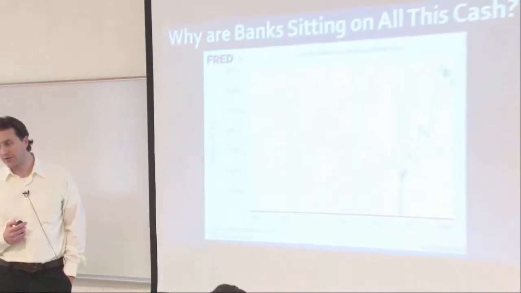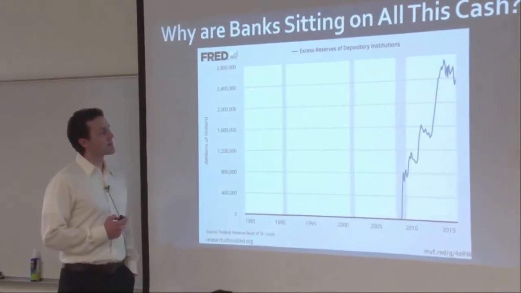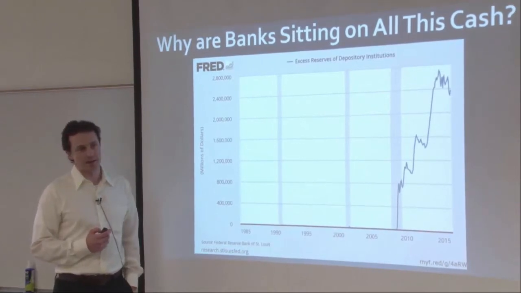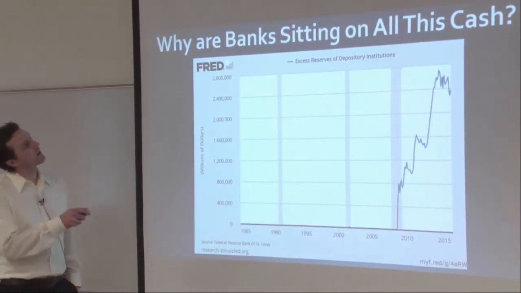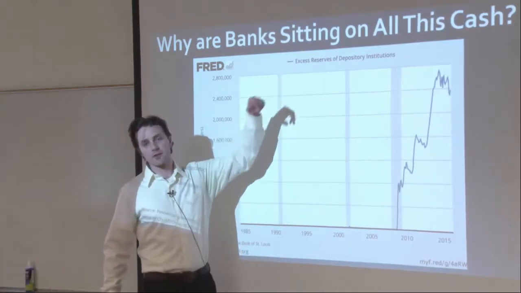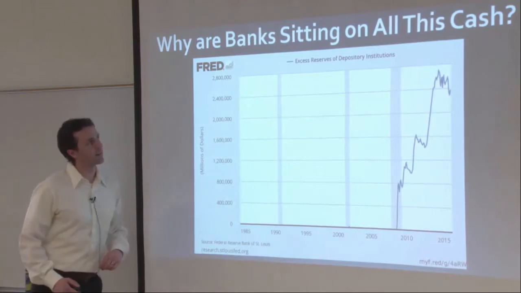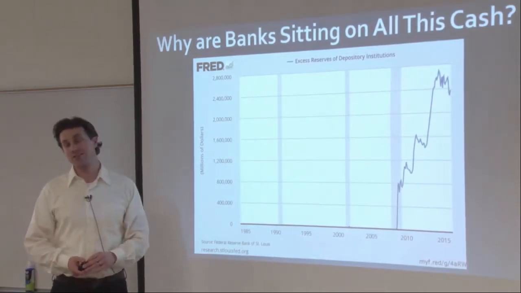Okay. Another topic from macroeconomics that I love to point out to my students is what's going on right now with excess reserves. So the question here is, why are banks sitting on all this cash? Let me define what this is. You notice here that the title for this graph is excess reserves of depository institutions, right? Depository institutions, they just mean banks.